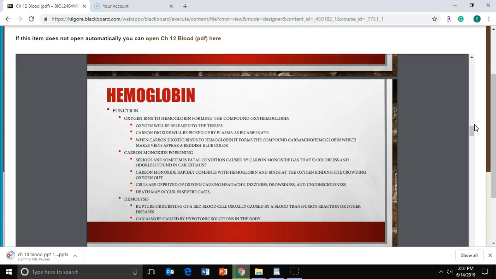Hemolysis is the rupture or bursting of red blood cells if a person is given the wrong type of blood. We call that a blood transfusion reaction. But there are other types of diseases that can also cause hemolysis.